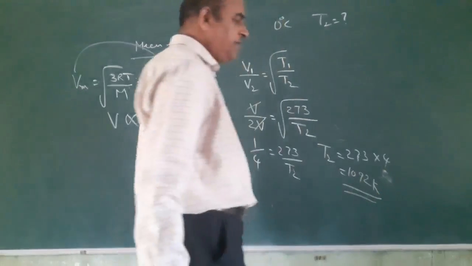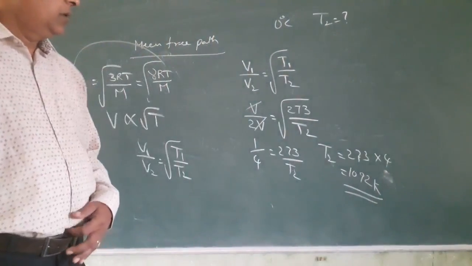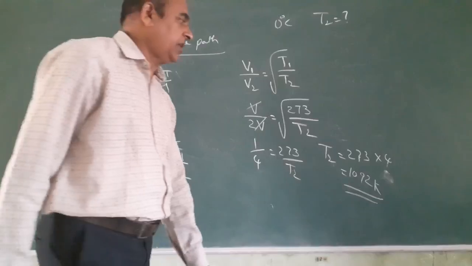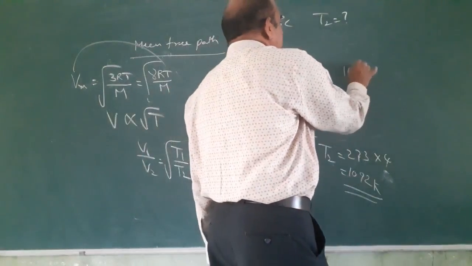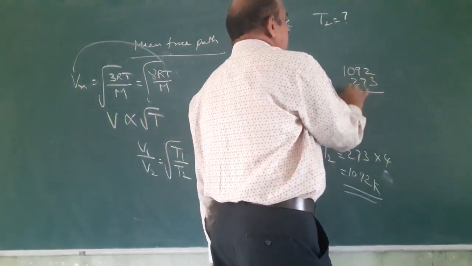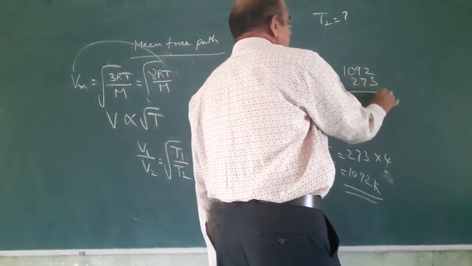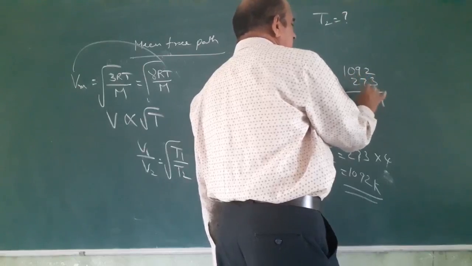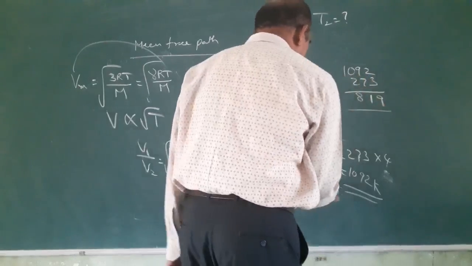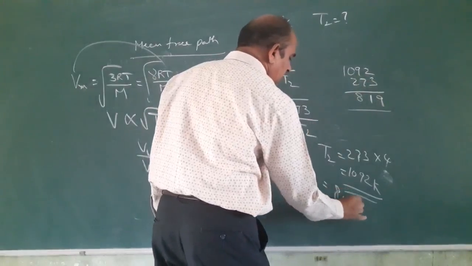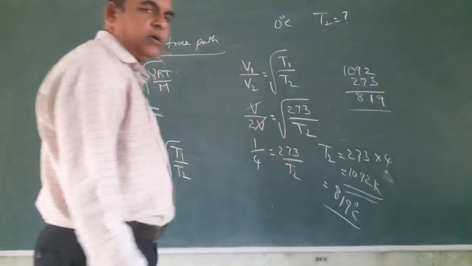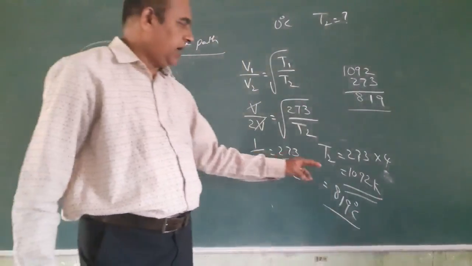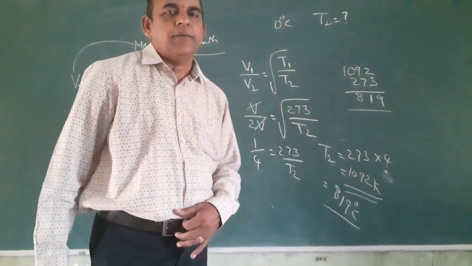At a temperature of 1092 Kelvin, the velocity of sound will be double that at 0 degree centigrade. Or 1092 minus 273, subtracting: 9, and here 8 minus 7 is 1, 819. So 819 degrees centigrade. One more value in centigrade is 819 degrees centigrade, or 1092 Kelvin.